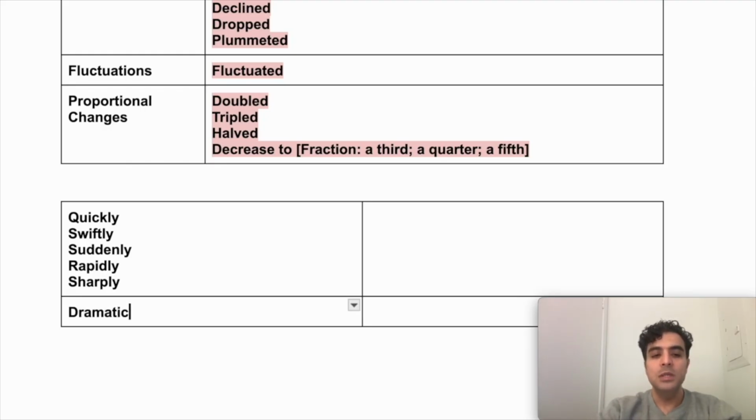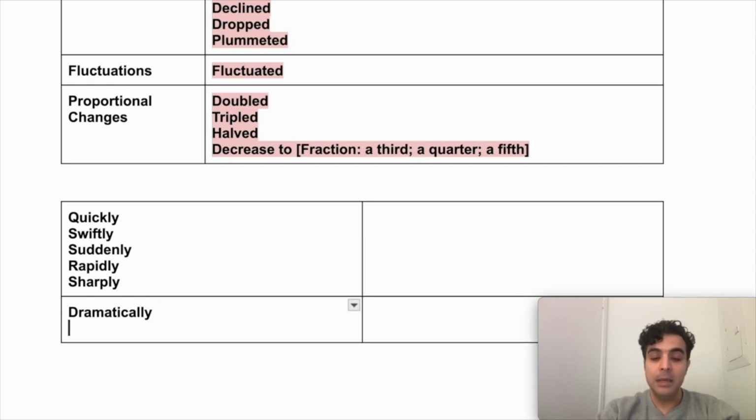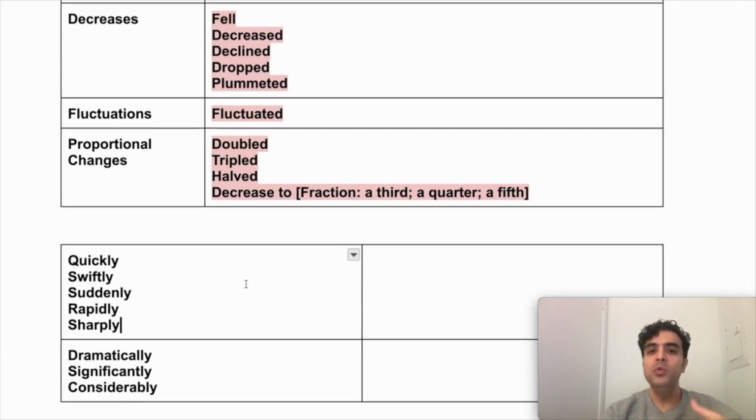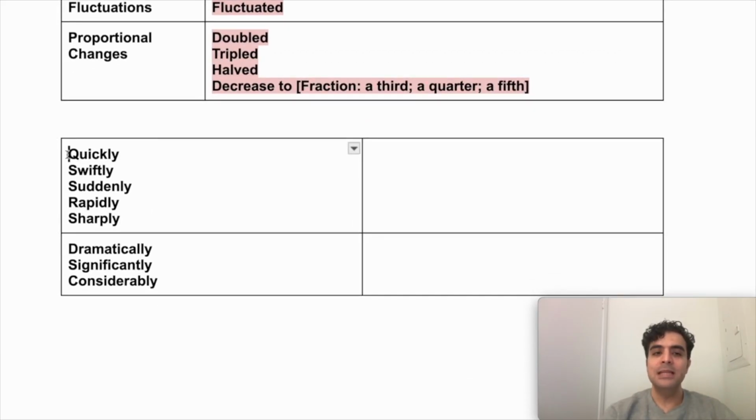Well, you could use adverbs like dramatically, significantly, or considerably. Right? So I hope you now understand the difference between saying something increased quickly versus saying something increased dramatically. All right? In both cases, we have an increase. In one, we're emphasizing the speed and how quickly the increase took place. And in another one, we're emphasizing how great a change has occurred over time.